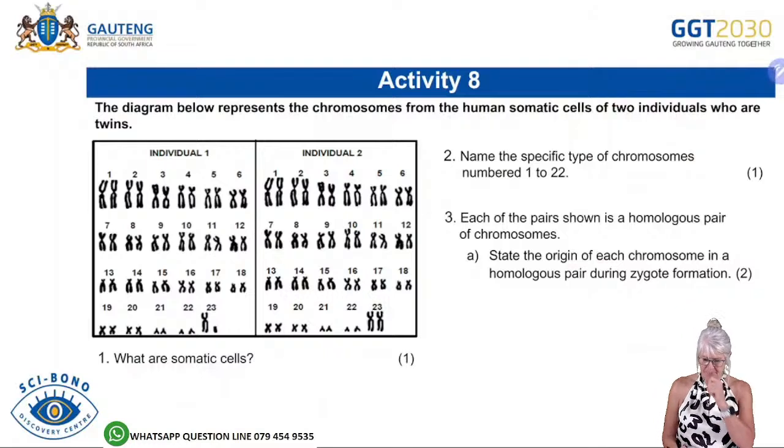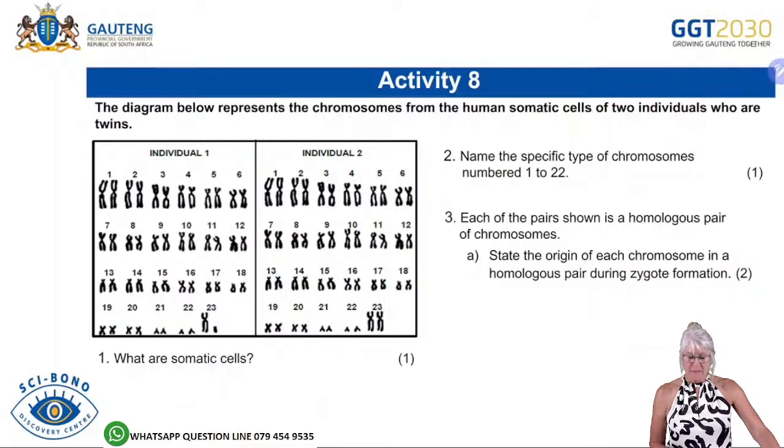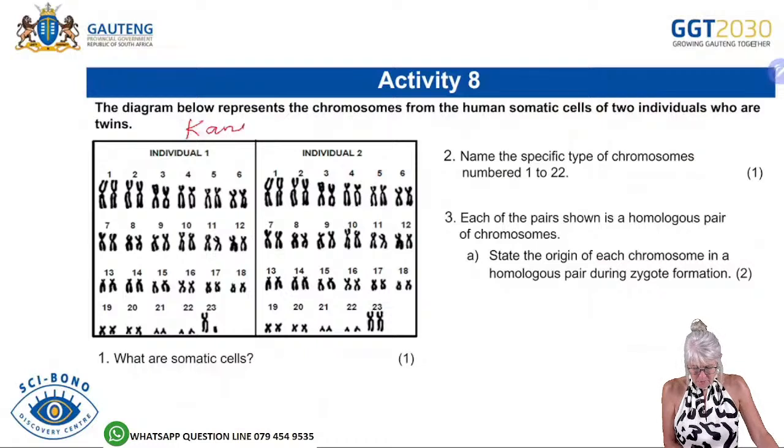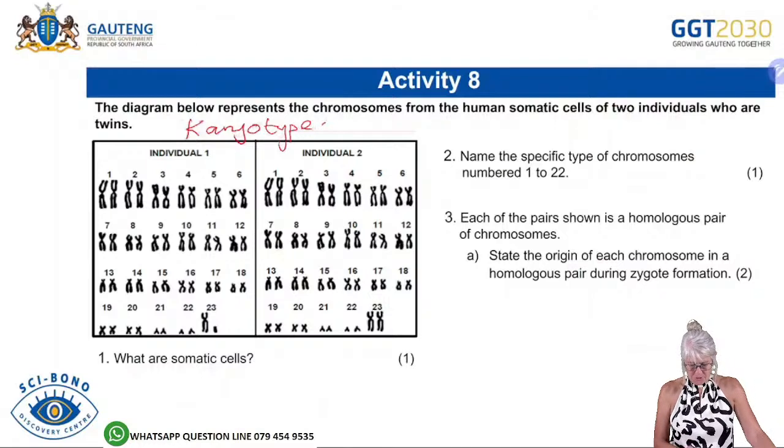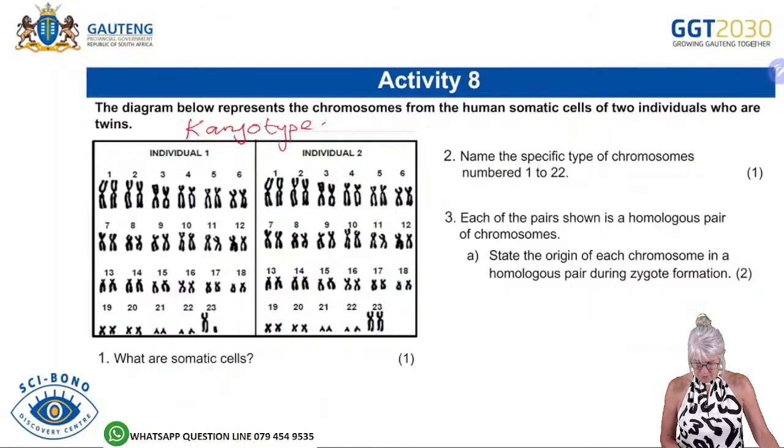Now, here, this is another kind of diagram that they give us, where they show us what we call a karyotype. So this diagram is called a karyotype. I'm going to write it here. Because what we see is every single chromosome, and because there's 23 pairs here, we assume it's in humans. They also tell us it's in human somatic cells, and we can see that all the pairs of chromosomes are diagrammatically displayed in order. So you can see them.